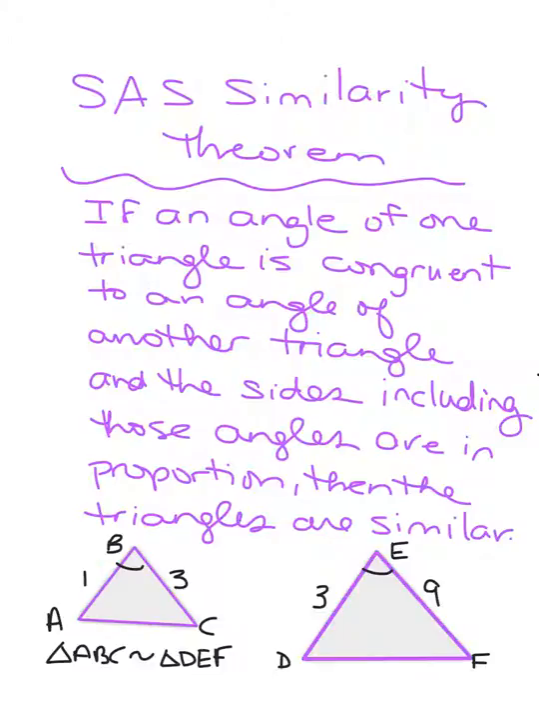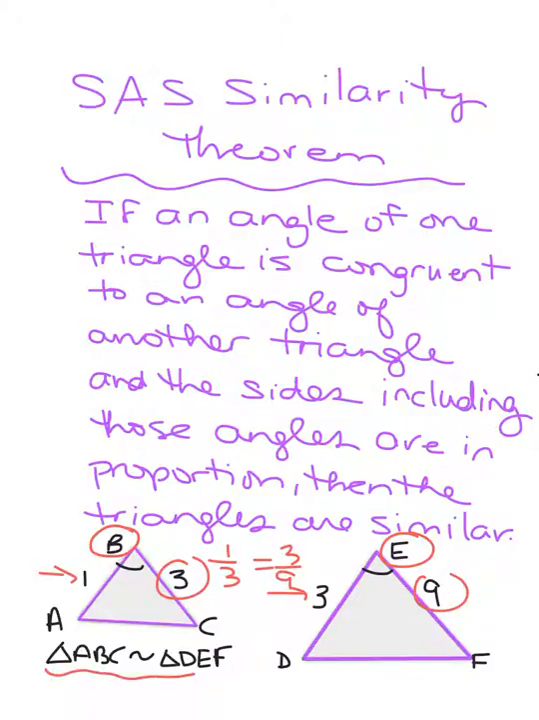So if we look at our triangles given, I have a marking that I already have one angle congruent, B and E, and then my sides are in proportion, the ones that are including that angle. So if I look at 1 and 3 compared to 3 and 9, they are in proportion. So I can say triangle ABC is similar to triangle DEF. And just like in congruency, you have to be careful how you match up the letters. A matches up with D, B with E, and C with F.